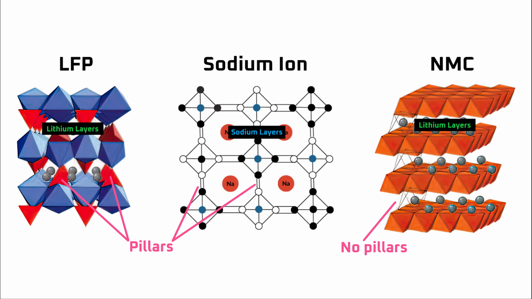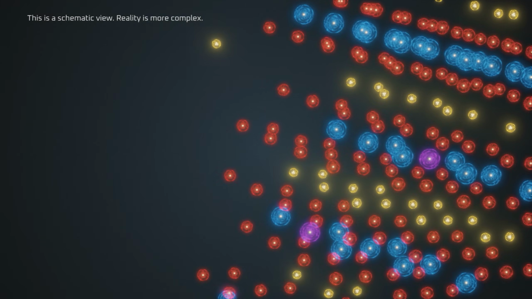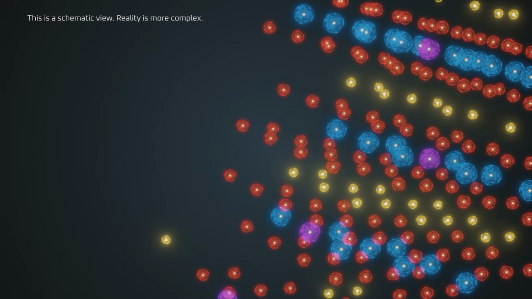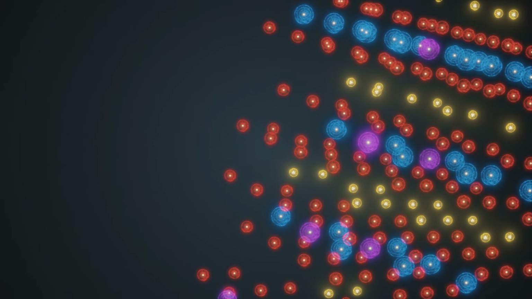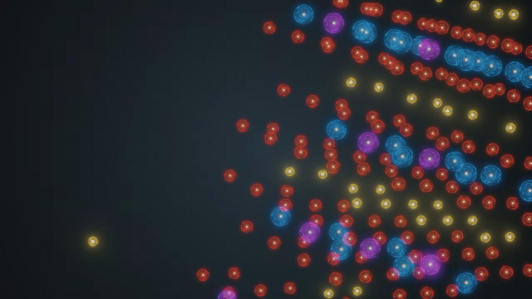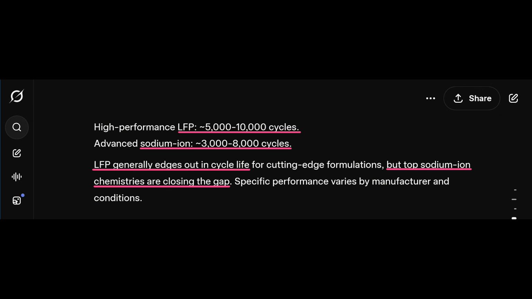As a side note, similar to LFP cathodes, the cathode of sodium-ion batteries tend to use robust 3D crystal structures that operate at relatively moderate voltages. That means they're durable to the expansion and contraction stresses that occur as sodium ions move in and out of the crystal structure, and they don't suffer from the side reactions that would happen at higher voltages. As a result, we can expect sodium-ion batteries to eventually reach cycle life specs similar to LFP batteries, around 5 to 10,000 cycles, along with high thermal stability and therefore safety.